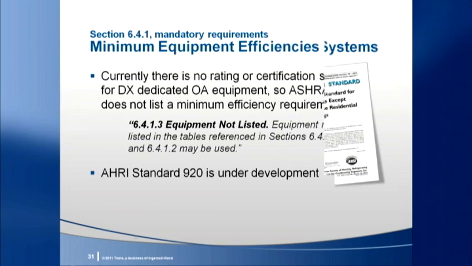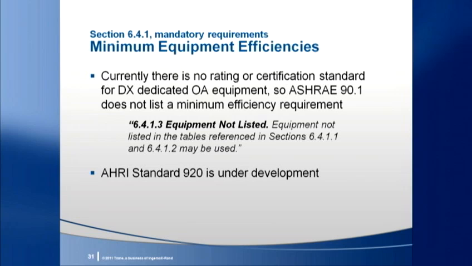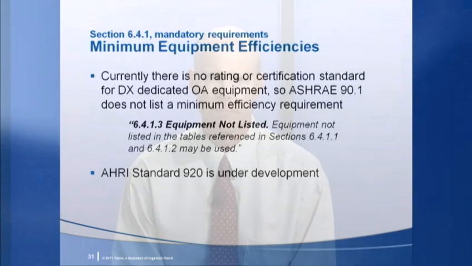There currently is no rating standard nor certification program covering DX dedicated outdoor air equipment. Therefore, 90.1 does not include a minimum efficiency requirement for these products. However, HRI is working on this and is developing Standard 920 to fill this gap.